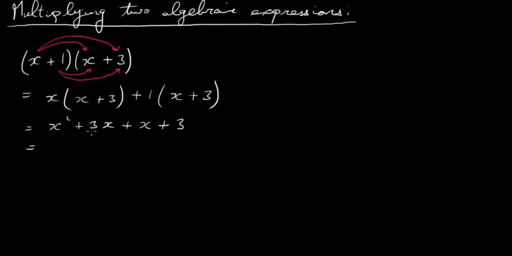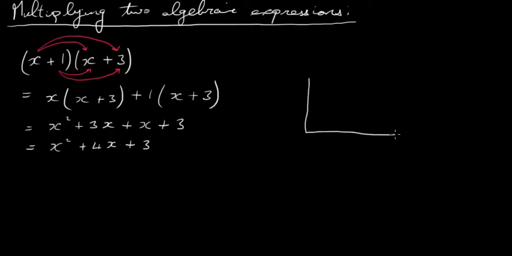Now, we have four terms here, but we can add these two middle terms. We have an x squared here, and there are no other x squareds, so I'm just going to write it down again. I have a 3x here plus 1x. 3x plus 1x will give me a plus 4x. I have a number here, and there are no other numbers on their own without x's, so I just write that down. So when I multiply out these two expressions, I get x squared plus 4x plus 3.